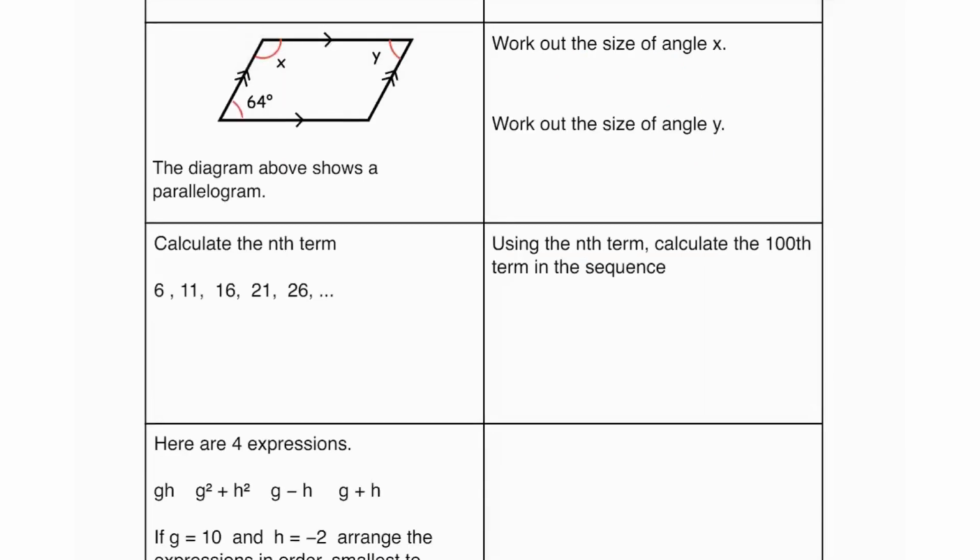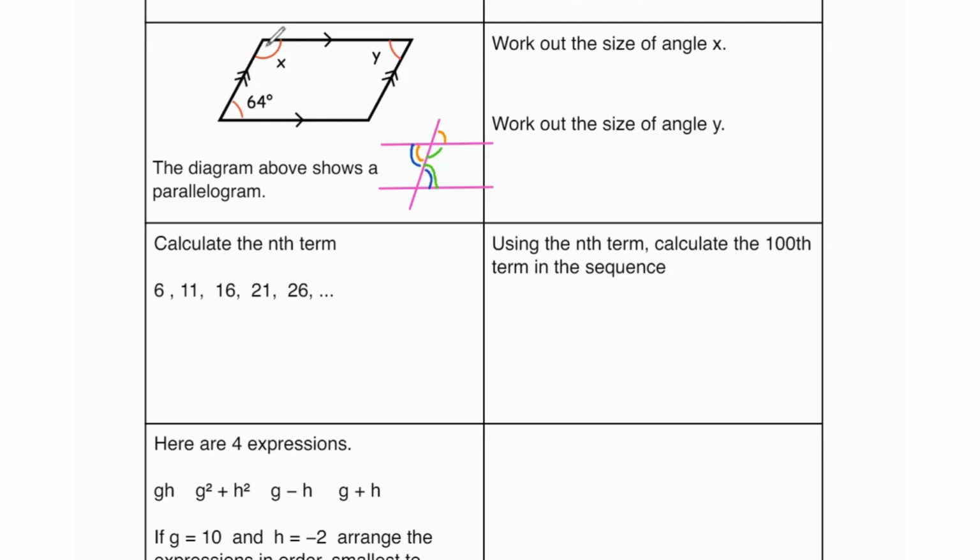Next, it says that the diagram above shows a parallelogram. Work out the size of angle X and angle Y. Okay, so if we quickly revise angles in parallel lines, these two angles are equal because they're vertically opposite. Then this angle is equal to this angle because they're alternate angles. This angle and this angle, these two are co-interior angles. So their sum adds up to 180.